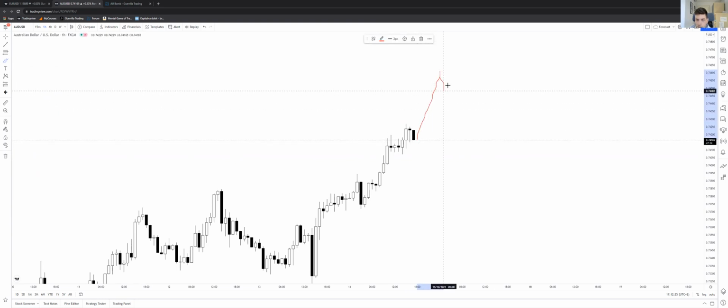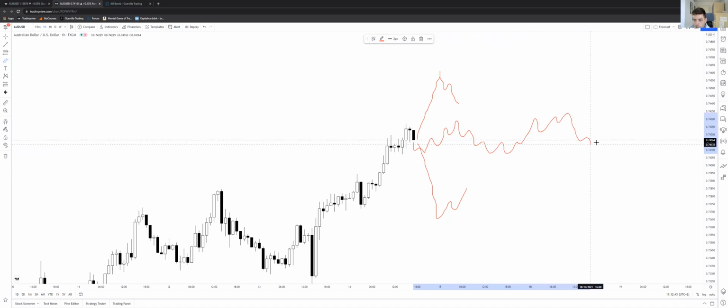Then I would look for a continuation pattern, or we can get a continuation to downside. I would also look for a continuation pattern, or I would also expect it to maybe range around here. So just have a range into a range sort of price action, and then I will stay out. I will wait for a clean impulse out of this structure.